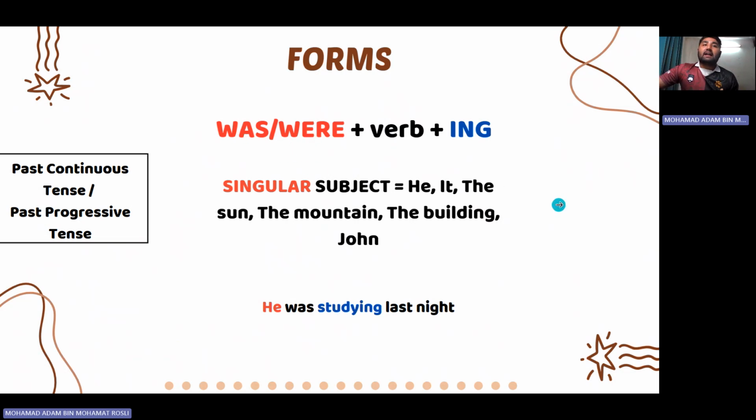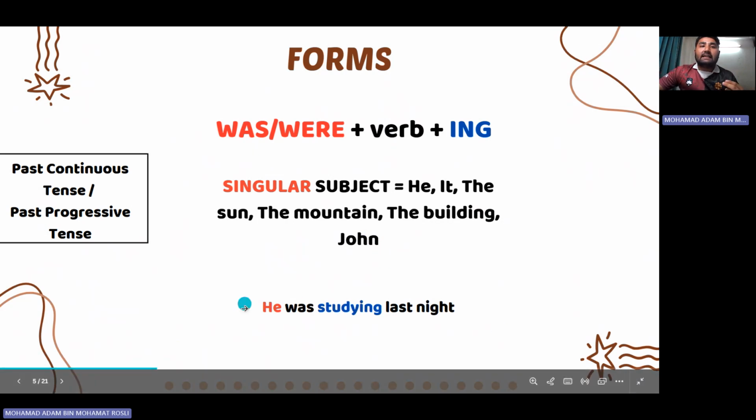So, you might ask, teacher, when do we use was and when do we use were? To determine whether we should use was or were, we need to take a look at the subject. For example, if we use a singular subject such as he, it, the sun, the mountain, the building, and names such as John, we need to use was. For example, he here is a singular subject. So we use was, and the verb here is study, so we add ing at the end of the verb. So the sentence becomes, he was studying last night.